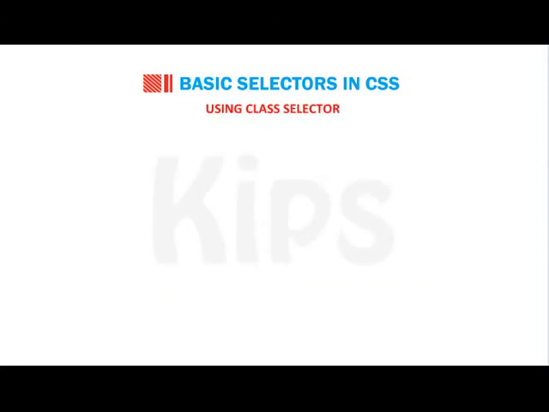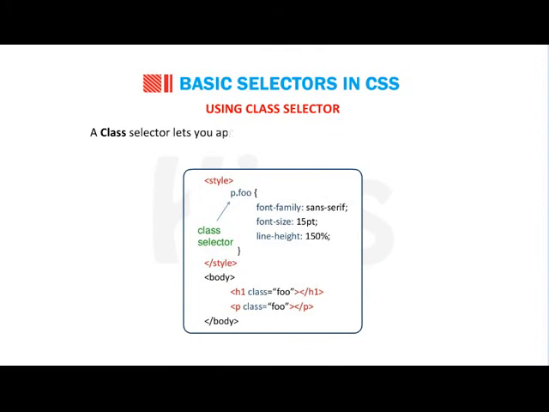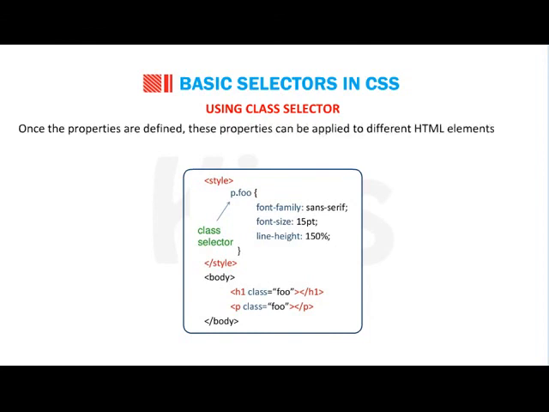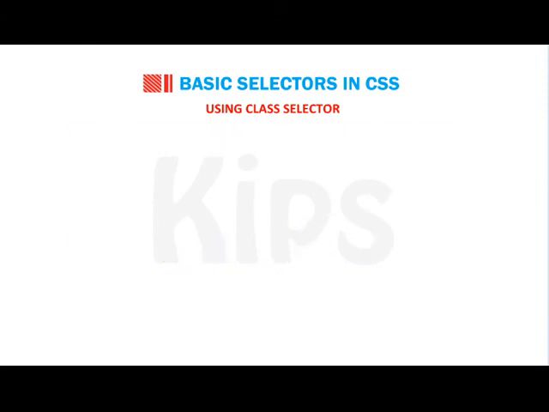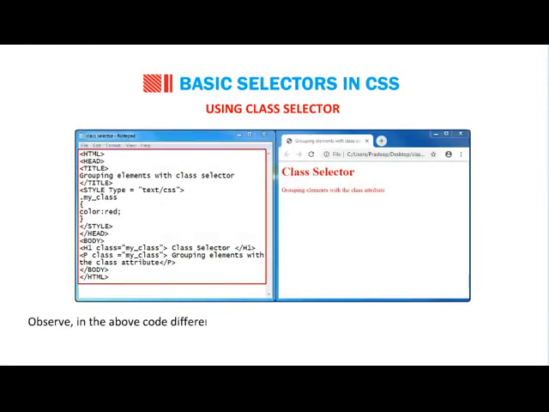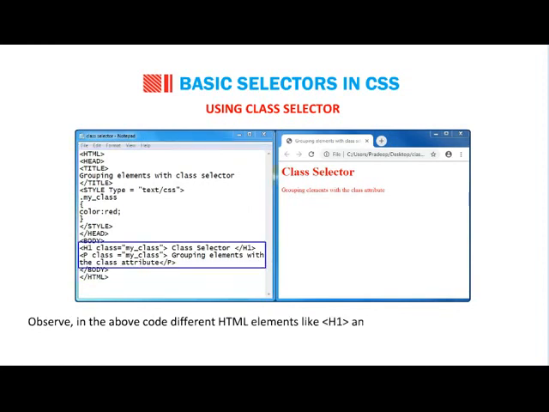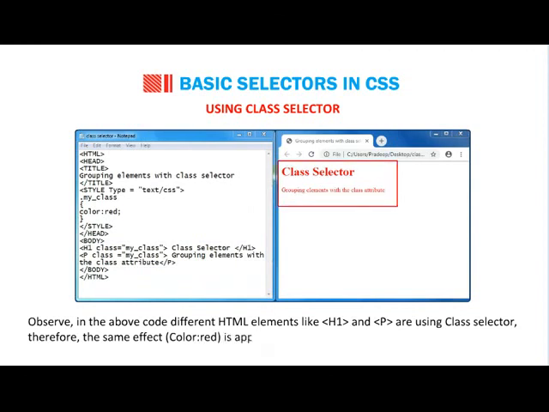Class selector. A class selector lets you apply CSS styles for a group of HTML elements. Once the properties are defined, these properties can be applied to different HTML elements of the same type with a specific class. The class selector is defined by placing a dot symbol before a class name. Observe in the above code different HTML elements like H1 and P are using the class selector. Therefore, the same effect, color: red, is applied to the elements on the web page.